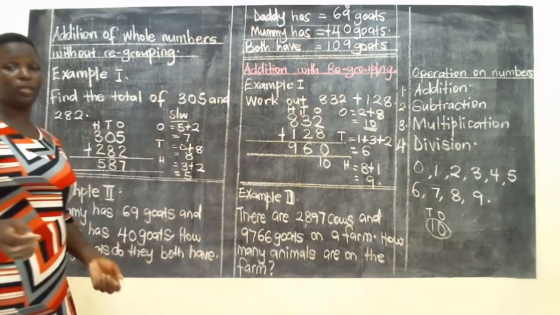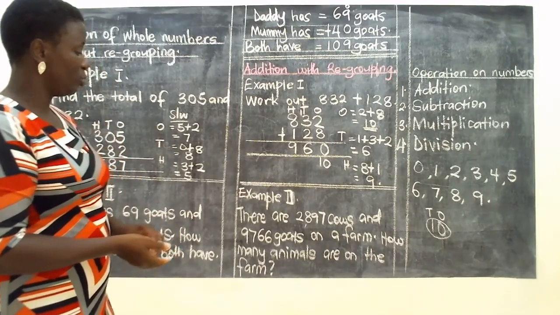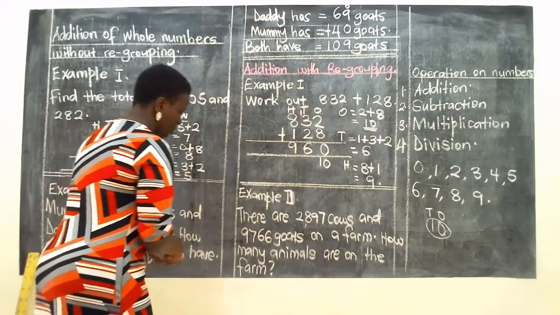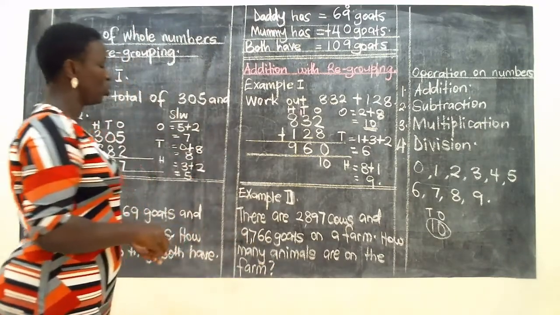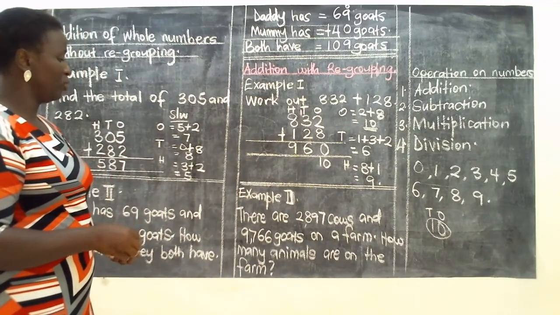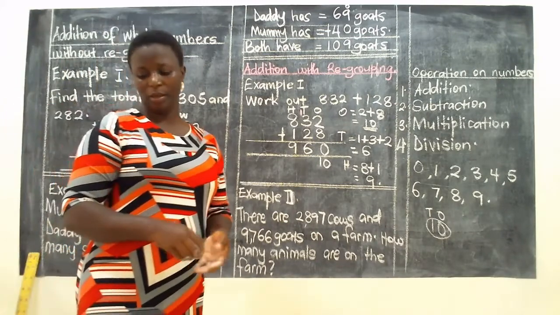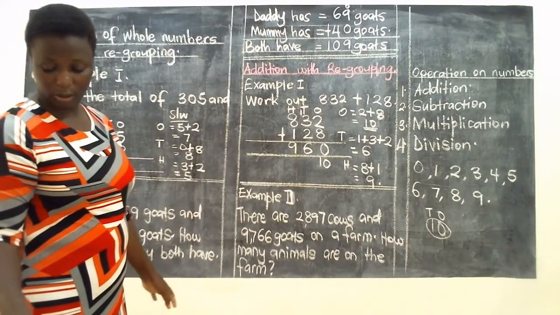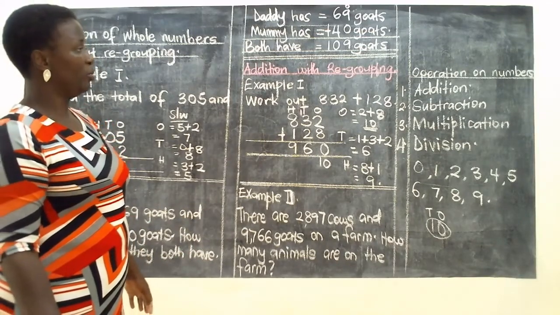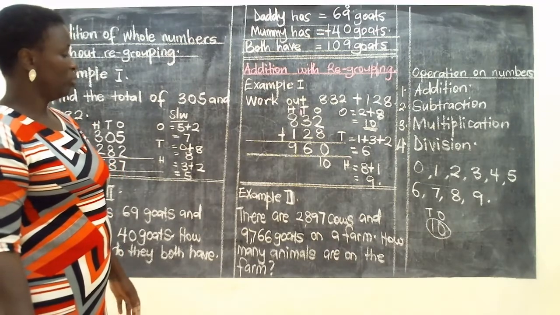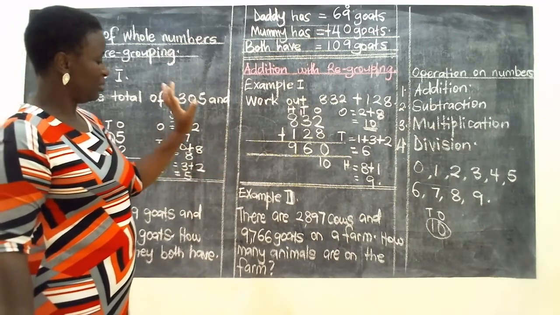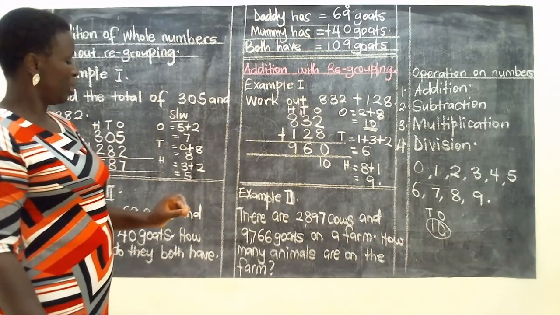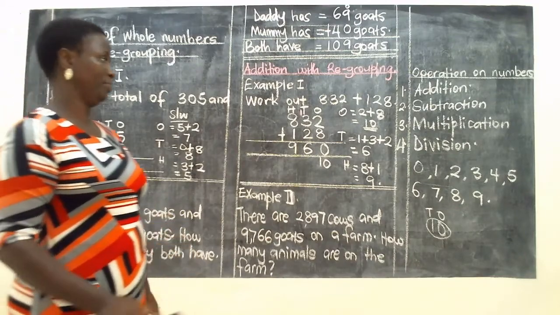So we have a word-related question which reads: there are 2,897 cows and 9,766 goats on a farm. How many animals are on the farm? Maybe it is somebody's farm and it has those cows and those goats. So we want to find out how many animals are on the farm. So we are going to arrange these numbers vertically and then we add them. We add them to get the total number of animals which are on the farm.